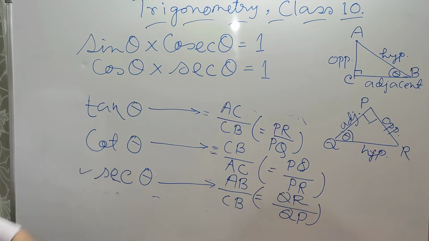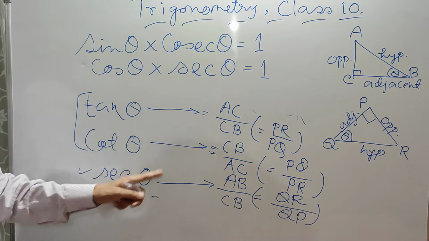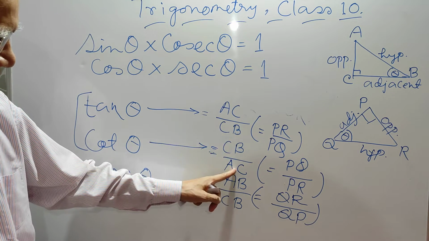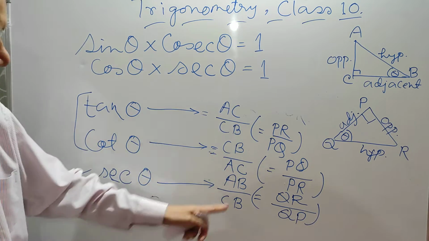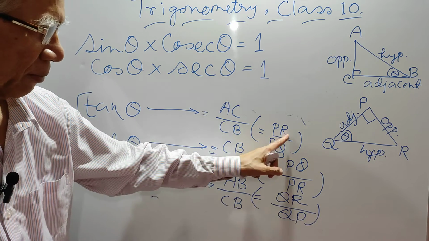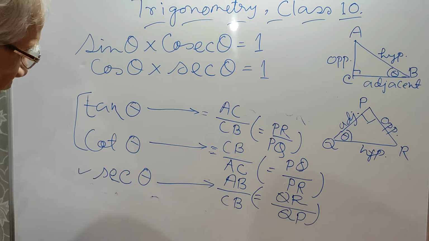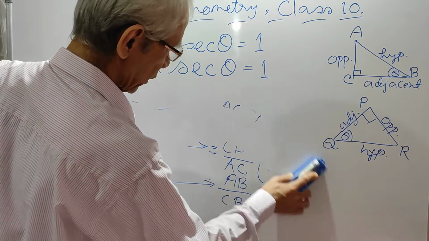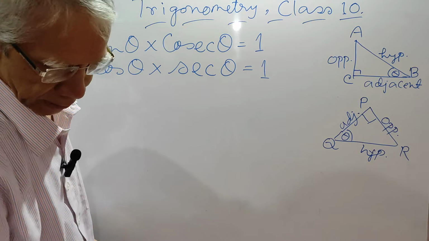All right. Then finally you will see these two are reciprocal of each other. So tan and cot. Tan is AC by CB and then cot is CB by AC. See, these two are reciprocal of each other. Similarly, in the other triangle you see this is PR by PQ, this is PQ by PR, reciprocal of each other. Did you follow? Which two are reciprocal of each other? Tan and cot. That means their product is 1.